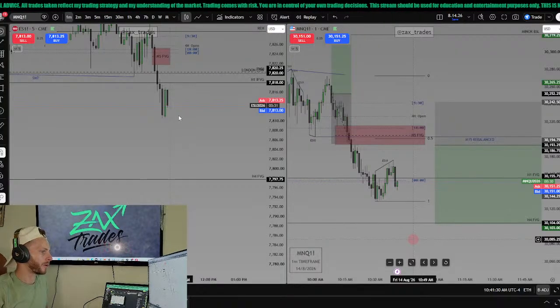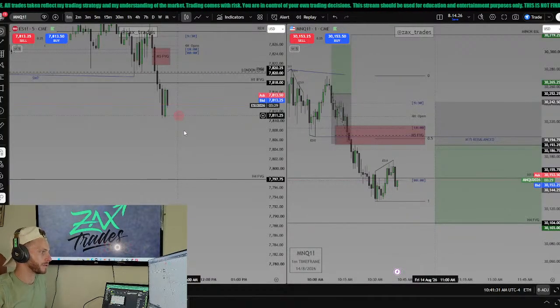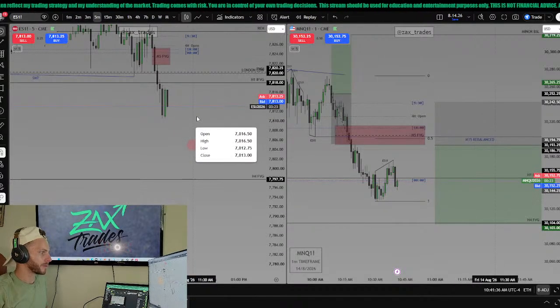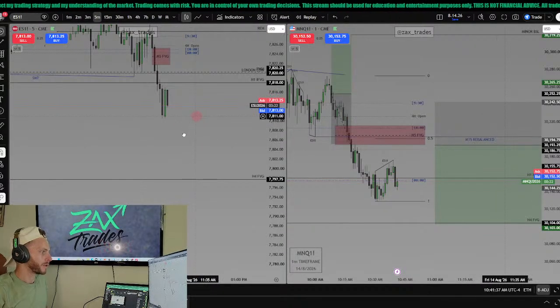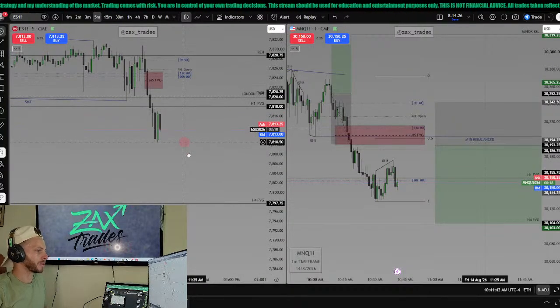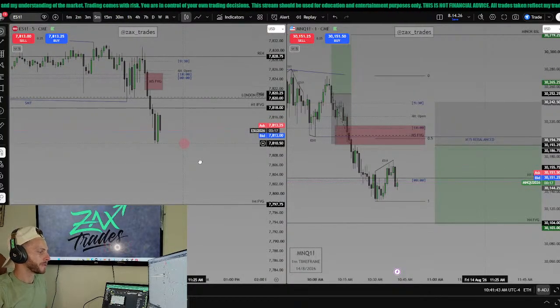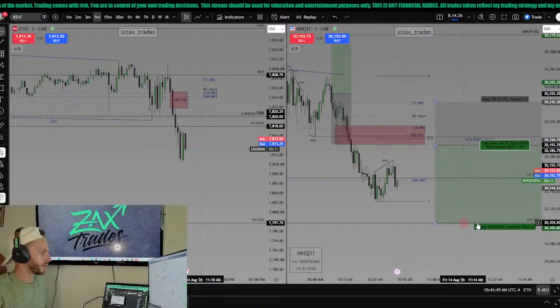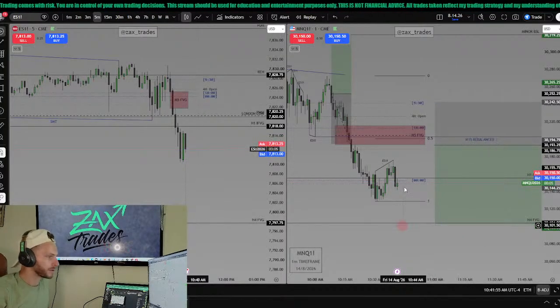Freaking ES looks so ugly on the 5 minute. Is it really just going to leave these gaps behind? If it doesn't go and tap that 5 minute, what is that doing? Well, that's leaving the 15 open. But again, we're getting so close to the draw on liquidity that I'm aiming for this session. Kind of nerve wracking here.